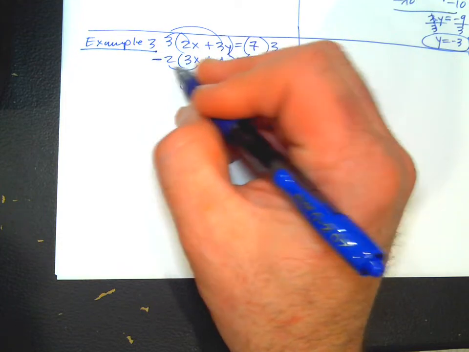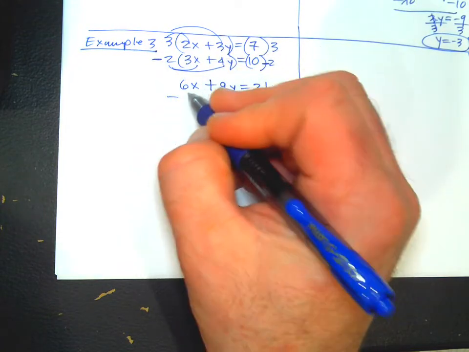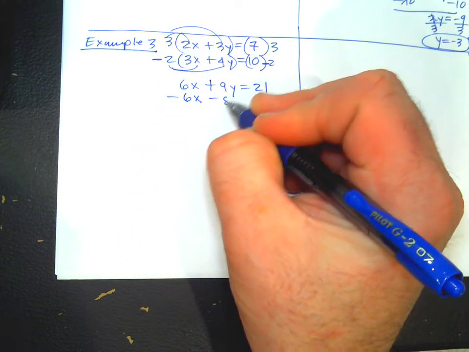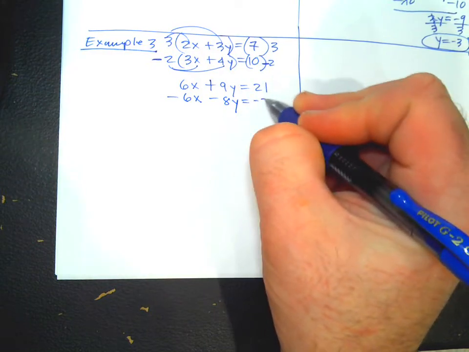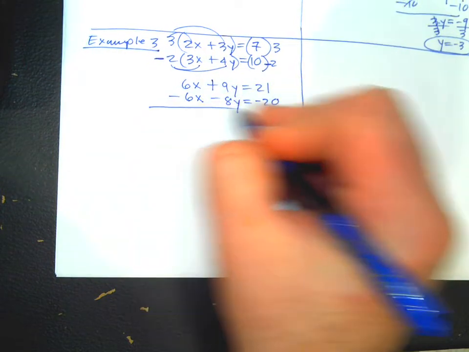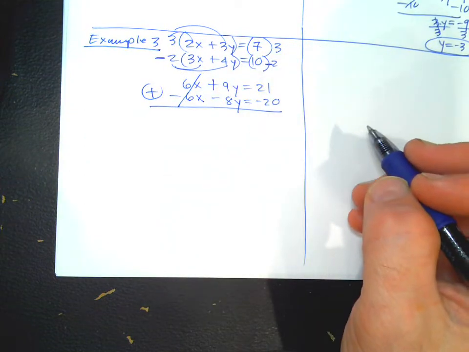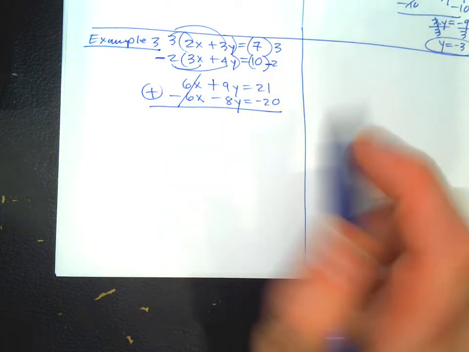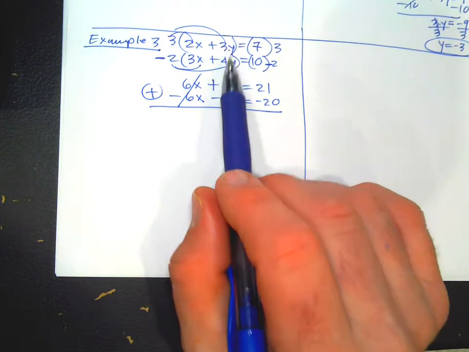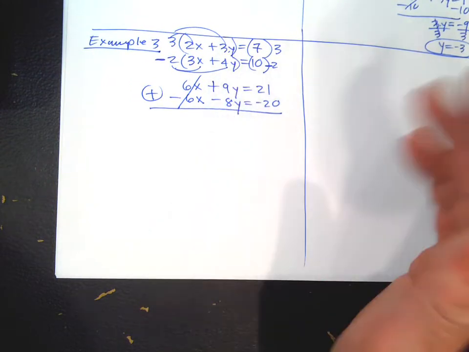And then I multiply the second equation by negative 2. It gives me negative 6x minus 8y equals negative 20. And now, you'll notice we have opposites right here, and they're going to cancel each other out. We could have got rid of the y. We could have multiplied the first equation by 4 and the second equation by negative 3, and we would have got rid of the y's instead.